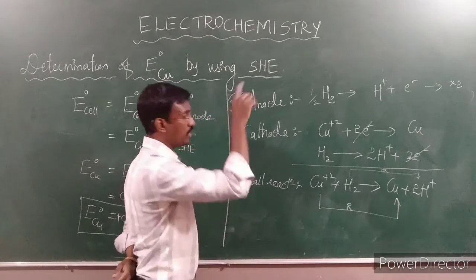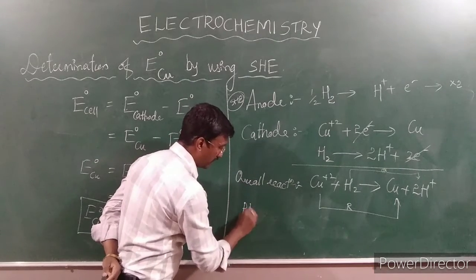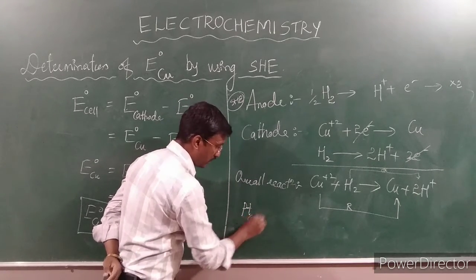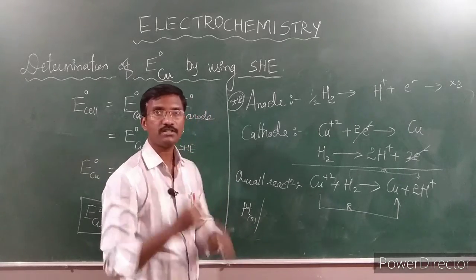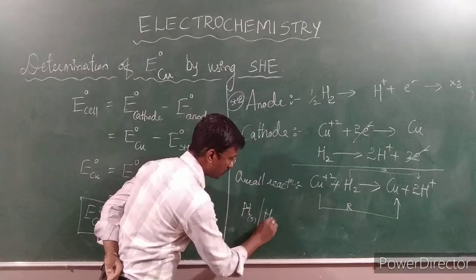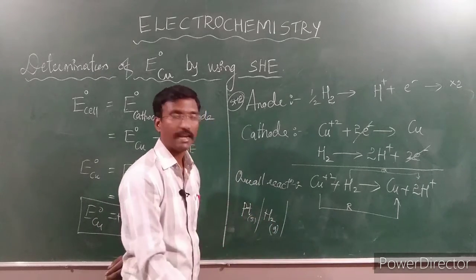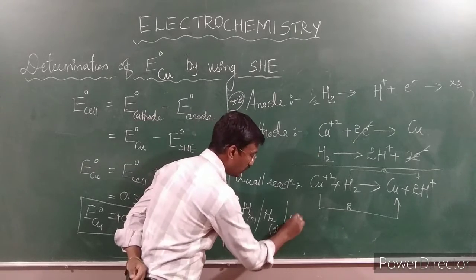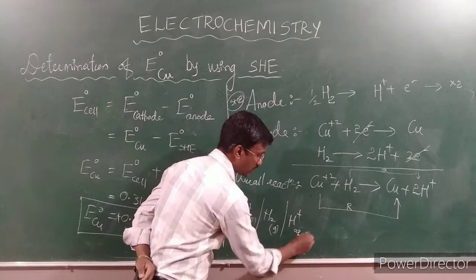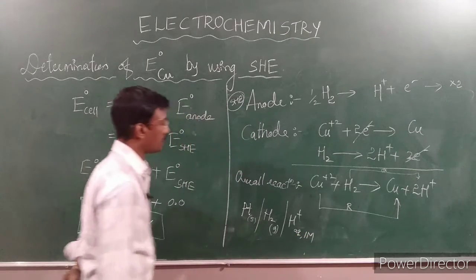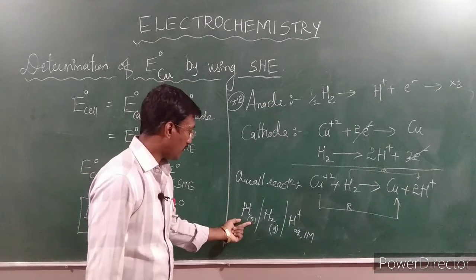In SHE we have to begin from the rod. The rod present is platinum, a solid. Which gas is deposited? Hydrogen gas, H2. It is a gaseous compound which is generated from the electrolyte. The electrolyte is nothing but what? H+. Here H+ is in aqueous form, having a concentration of 1 molar. Are you getting this? This is the cell representation of SHE.